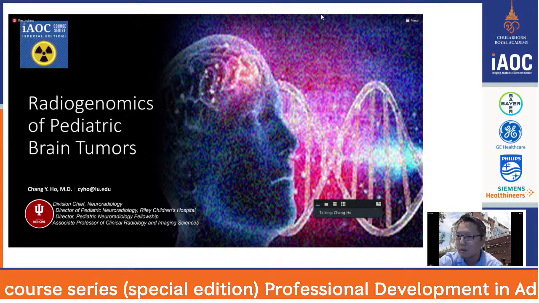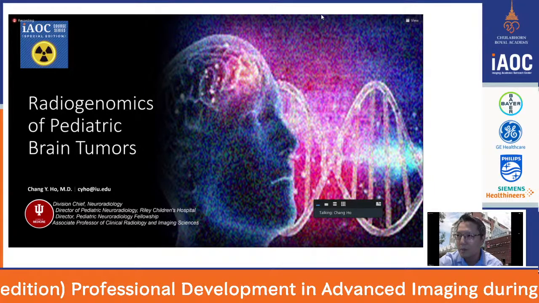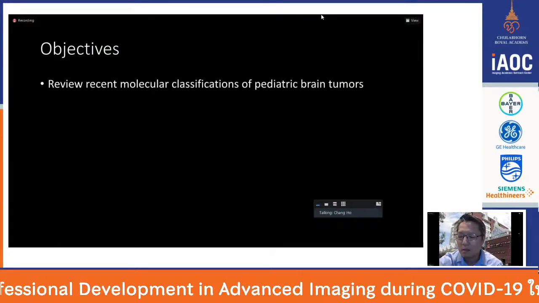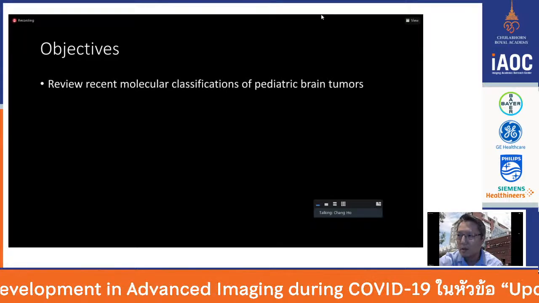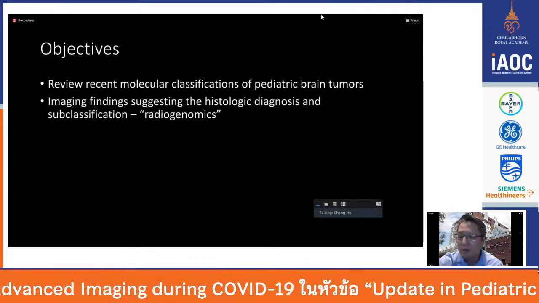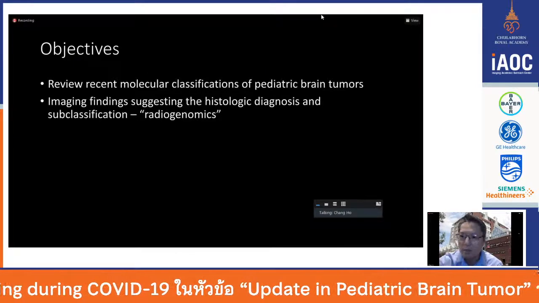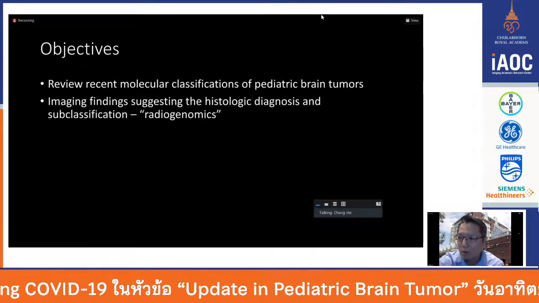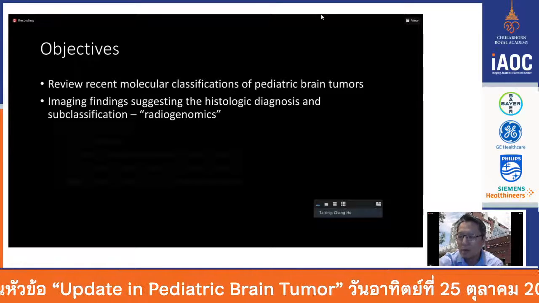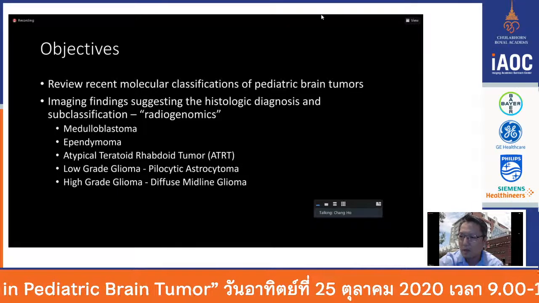So our objective again is to give you an update on recent molecular classifications of the more common pediatric brain tumors. And also, again, like we said, not just imaging findings to suggest what the histologic diagnosis is, but also a subclassification. So combining radiology images and genomics, how can we predict these things based on our imaging? And so we'll go over Medulloblastoma, Ependymoma, atypical teratoid rhabdoid tumor, or ATRT for short. And then we'll finish with looking at gliomas, both low-grade with the most common pilocytic astrocytoma, as well as the high-grade glioma, a new kind of classification called the diffuse midline glioma.